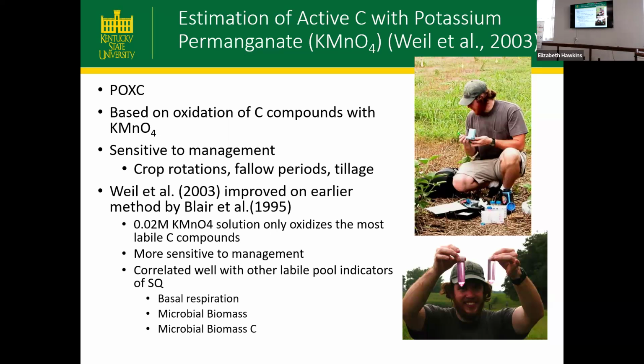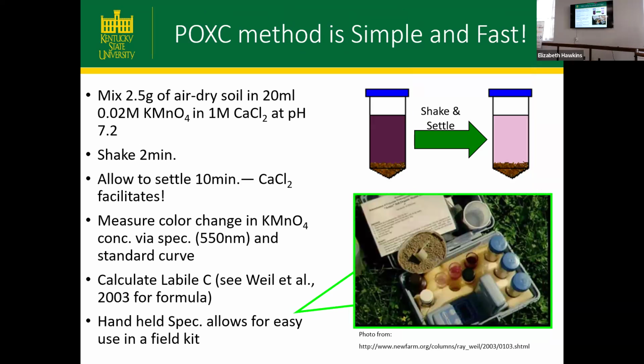It's quick, it's easy, and with the field spectrophotometers it can be used in an on-field setting to get some basic information. It's sensitive to management: crop rotations, fallow periods, tillage. This test has been shown to be sensitive to all those things. Again, it's a basic shake, let it settle, and you measure the color difference. This was the old handheld spectrophotometer that we had 20 years ago at University of Maryland. So that's an old picture.